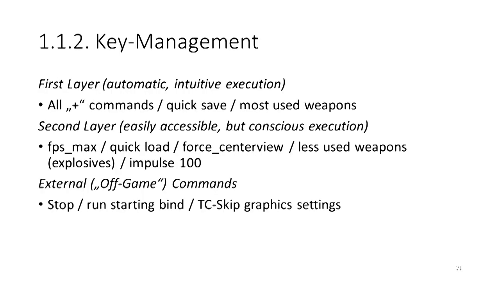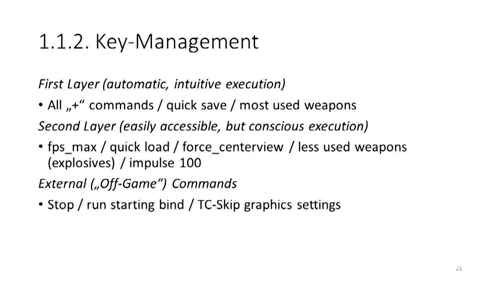When setting up your bindings on your keyboard and your mouse, you have to keep in mind your key management. I'd suggest thinking of categorizing keys into 3 layers, which are differently accessible. The first layer has to be quite automatic and intuitive in execution. This concerns all the plus commands that are continuously affecting the game, the quick save command, which you might also have bound on 2 separate keys, and your most used weapons like the shotgun, the crowbar, or the machine gun.